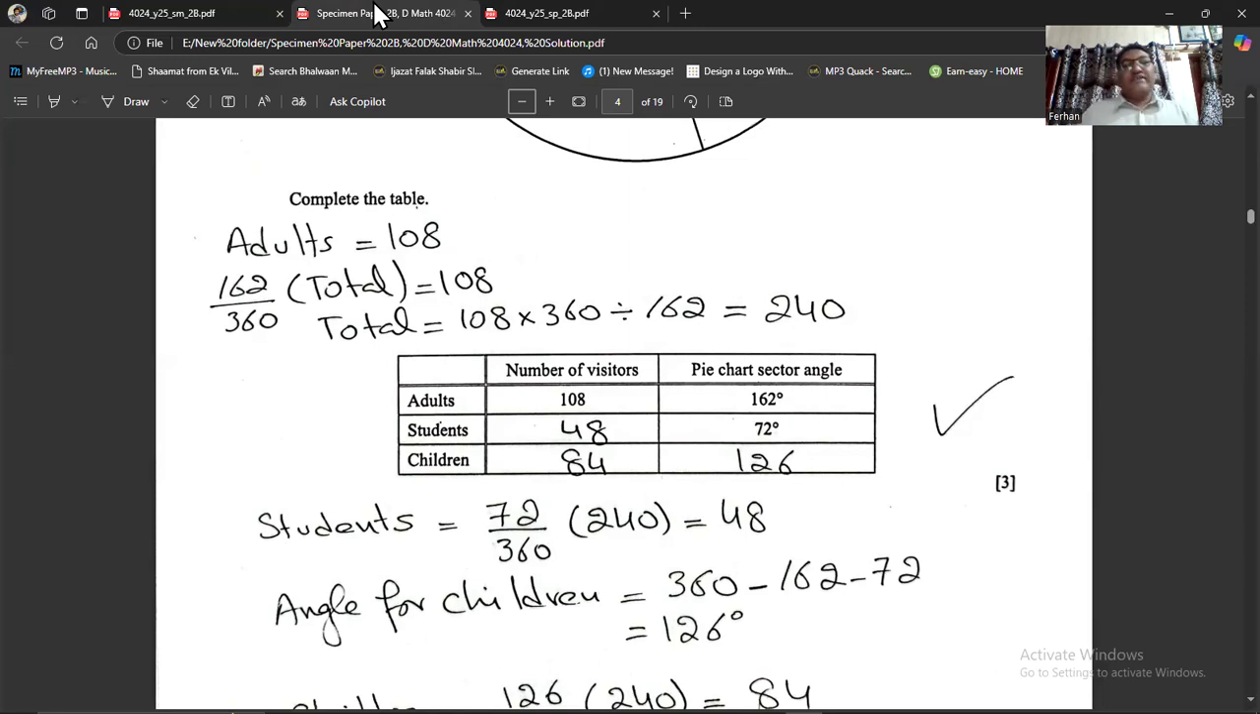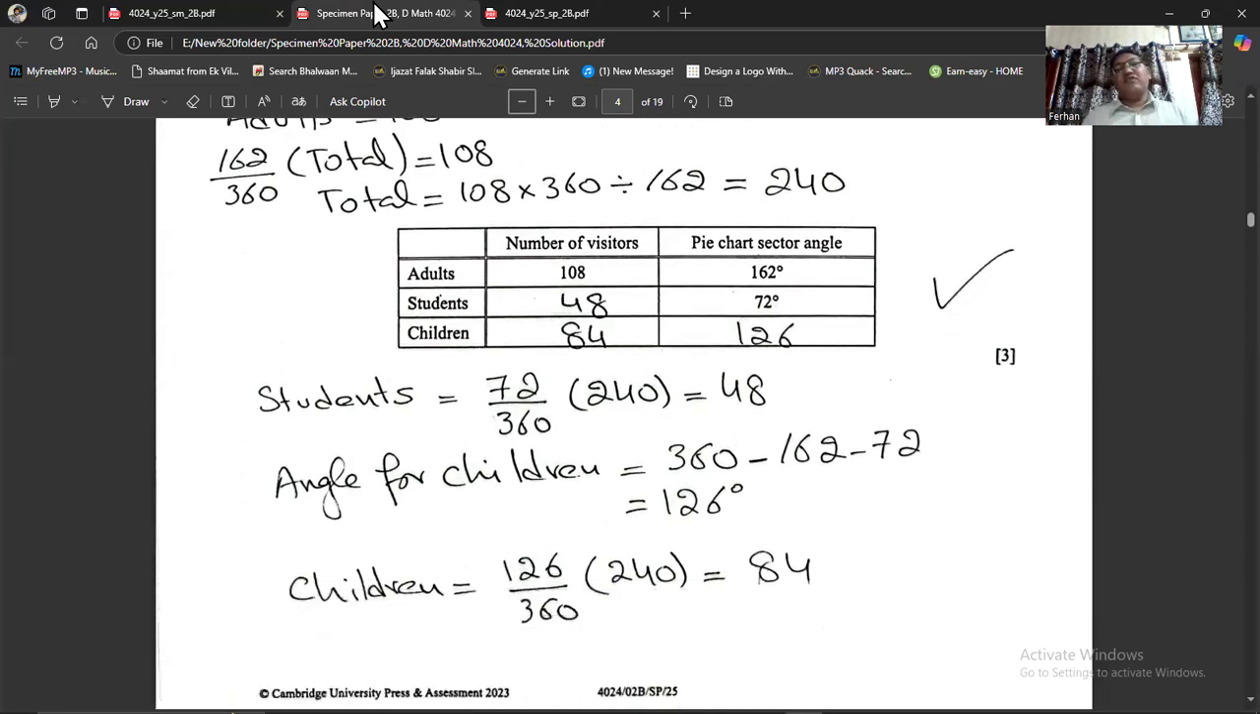So the number of students I can find very easily. The angle for the students is 72. So the number of students will be 72 divided by 360 multiplied by the total. Total is 240, so 72 multiplied by 240 divided by 360 is 48. So the number of students is 48. The angle for the children will be from 360, we subtract 162 and 72, and we get 126. So the children's angle on the pie chart is 126 degrees. So the number of children will be 126 divided by 360 multiplied by 240, so 126 multiplied by 240 divided by 360 is equal to 84. So the children are 84.